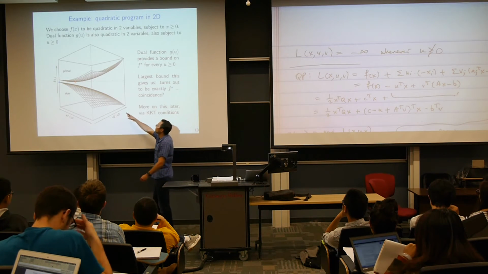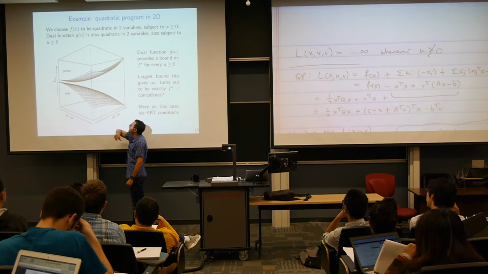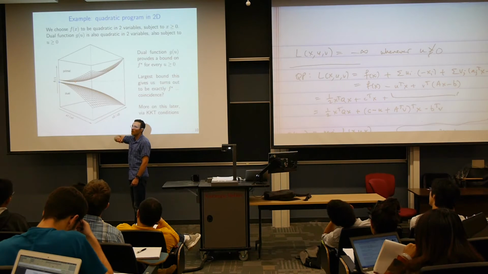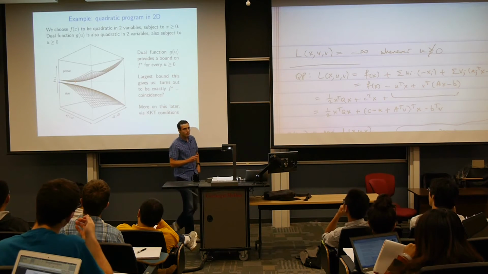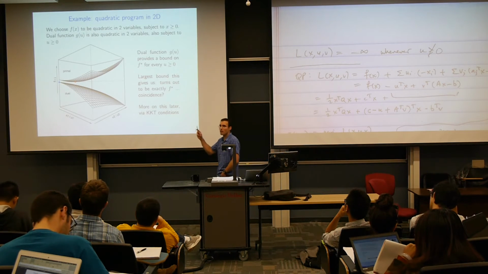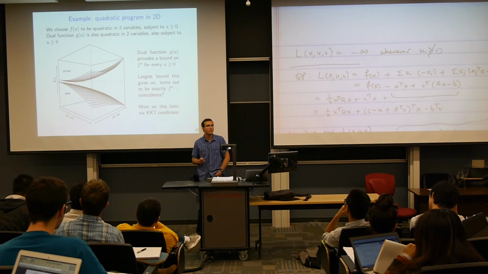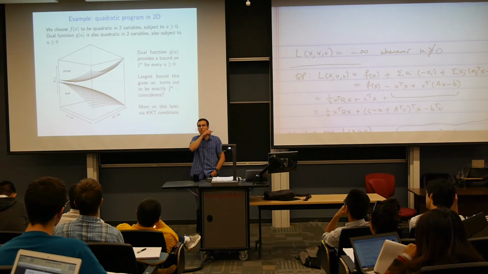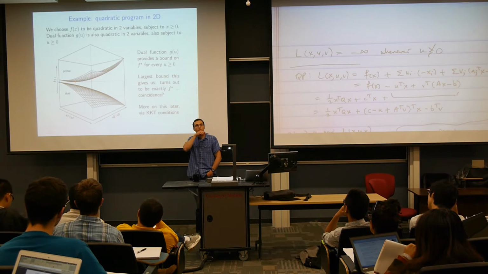But just in this example, you can see from inspection that the black maximizer is actually at 0, 0. And I'm going to claim that you could have known that without having to ever form the dual. Why would that be the case? Just curious if people could have guessed that.